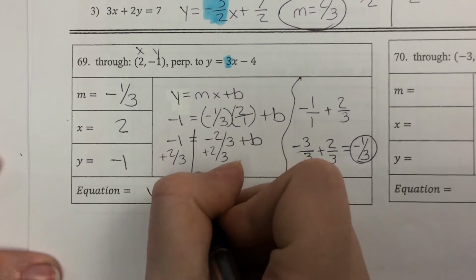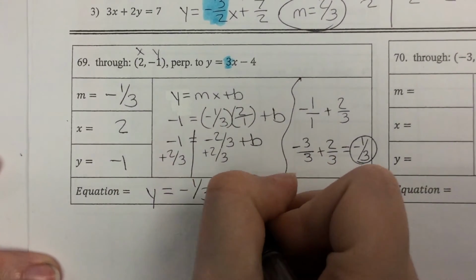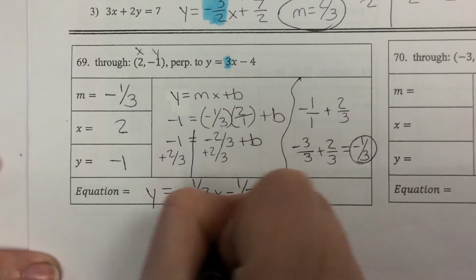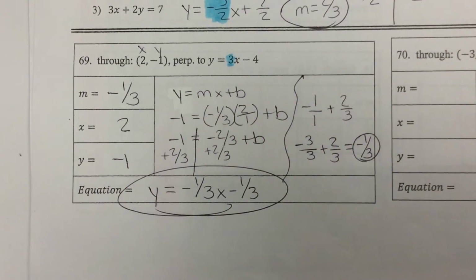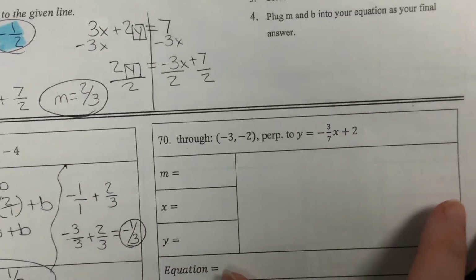Y equals -1/3 x minus 1/3. Hey, look at that. All right. Let's do another one. Number 70.